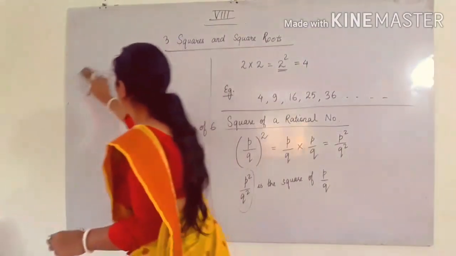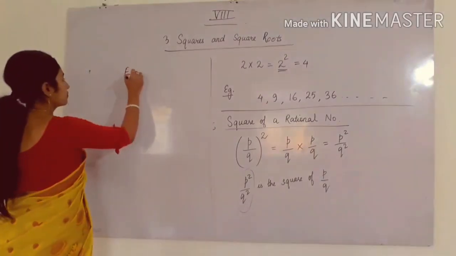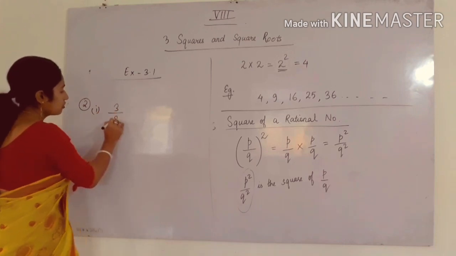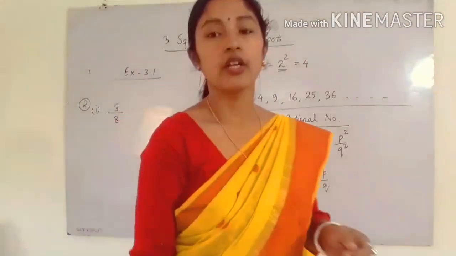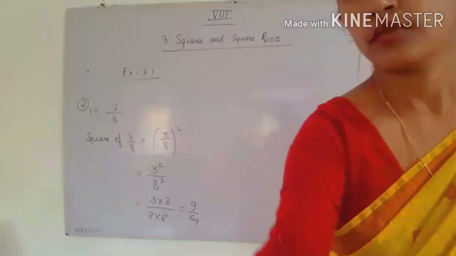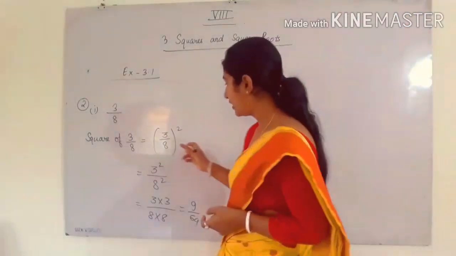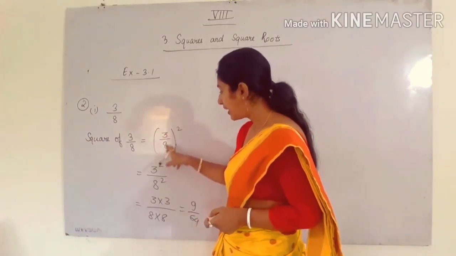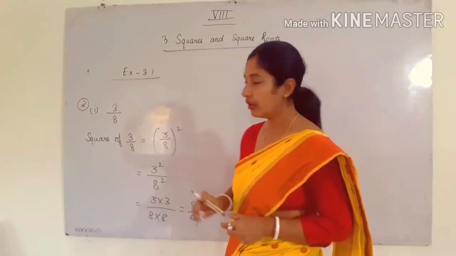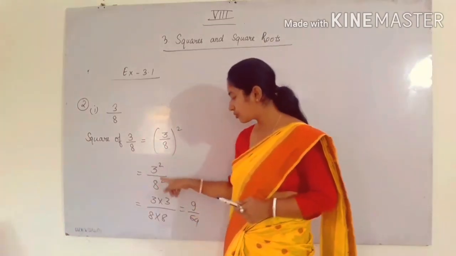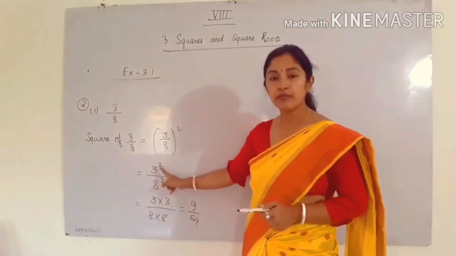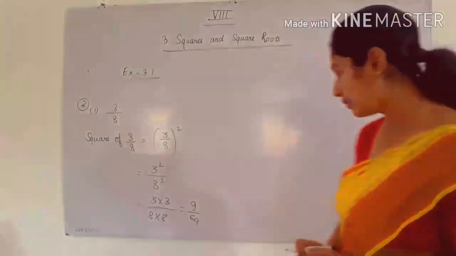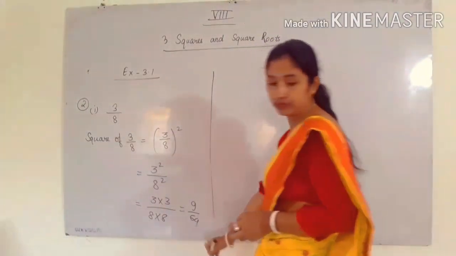So one question I am doing here from question number 2. See number 1, it's 3 by 8. So how will you write? You have to write square of 3 by 8. So square of 3 by 8 is equal to 3 by 8 whole square. We can read it as 3 by 8 whole square. This way you have to read. Next we can write it as 3 square by 8 square. So what will be 3 square? 3 square means 3 into 3, and in denominator 8 square means 8 into 8. So the final answer will be 9 by 64.